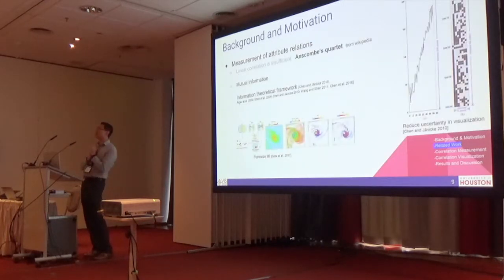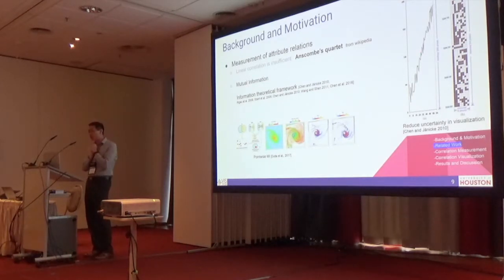But later, people found out a simple linear relation is not enough. If you don't believe me, you can look at this example. It's called Anscombe's quartet. I don't know whether I pronounce it correctly, but if you're not familiar with that, just Google it and see. This is a nice illustration of why linear relation is not sufficient. Then people started looking at mutual information, like the previous work.